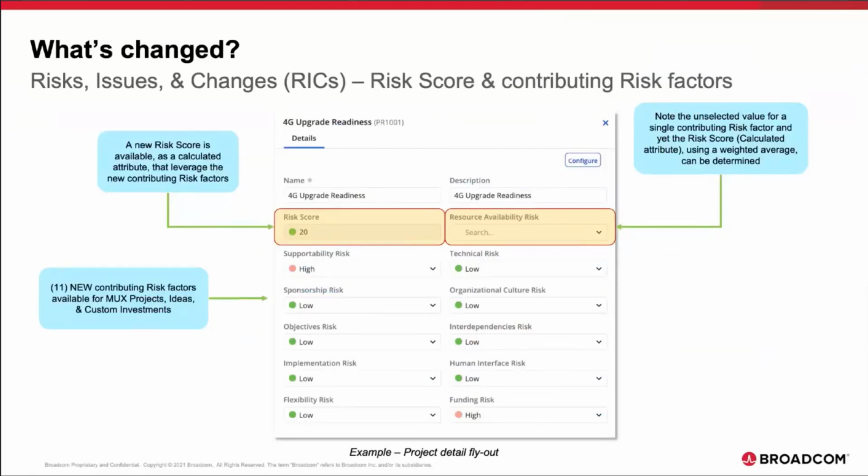You can see here on the right the unselected value for a single contributing risk factor. This is the resource availability risk. And yet the risk score, like I said, is a calculated attribute using a weighted average, can still be determined. The old risk formula, it is a formula and requires all contributing risk factors in use to have a value so the system can derive that overall risk value.